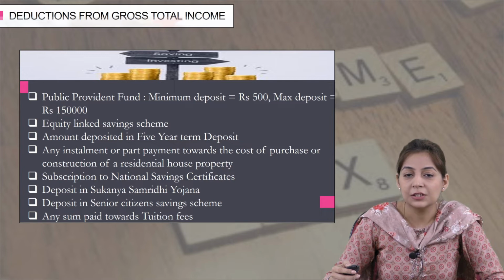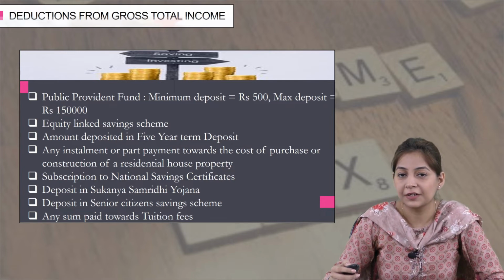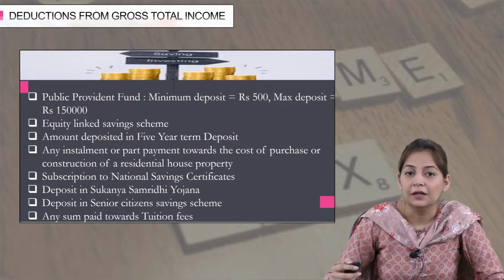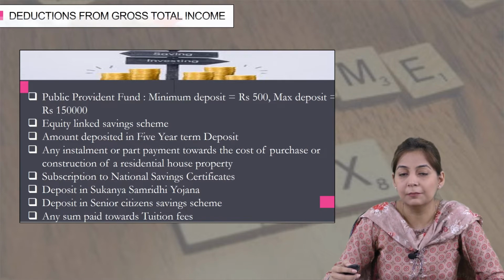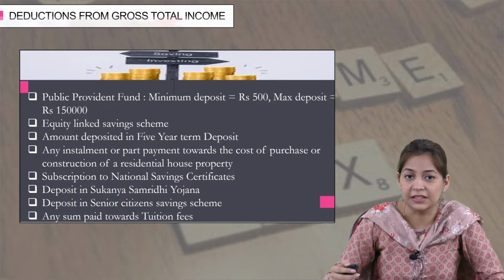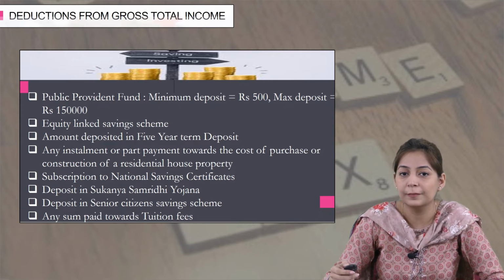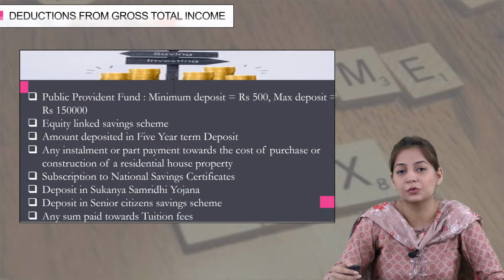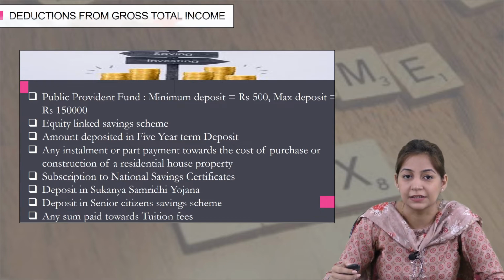You can also subscribe to the national savings certificates issued by the government, and deposit can also be made in Sukanya Samriddhi Yojana. Basically, this is the scheme launched by the government to promote the girl child, education of girl child. Next is the deposit in senior citizen savings scheme. You can also make investment in this particular scheme to claim the deduction under section 80C.